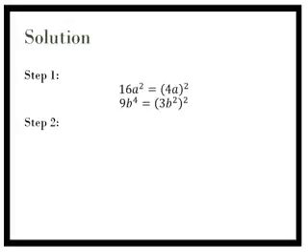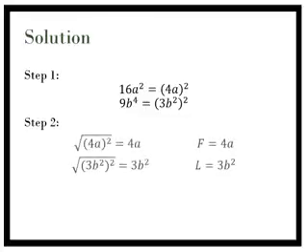First, express those terms into their squares. So 16a squared will become 4a raised to the power of 2, and 9b to the 4th, or b raised to the power of 4, will become 3b squared raised to the power of 2. And we need to find the principal square roots of these terms. So our first term would be 4a and the last term would be 3b squared.